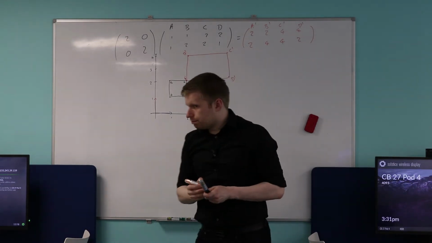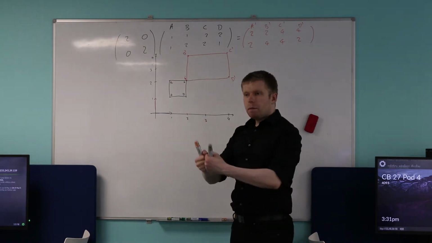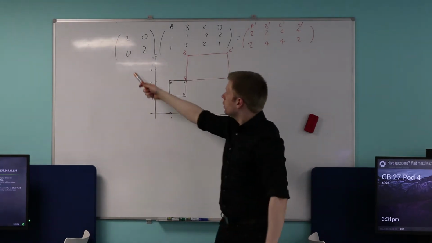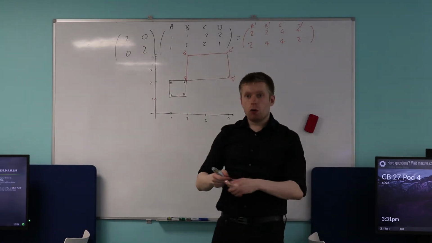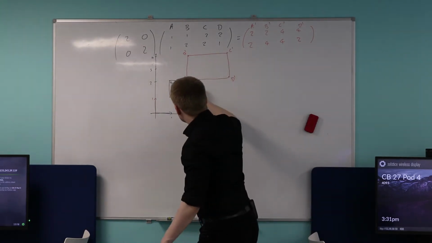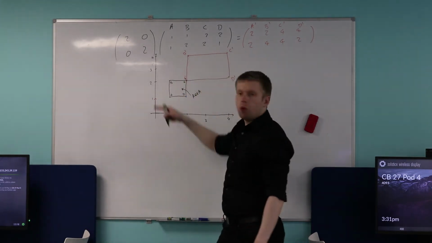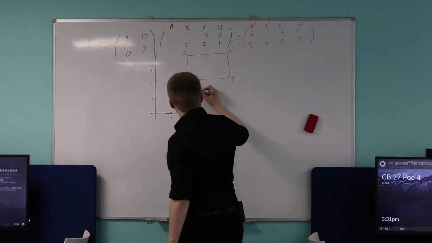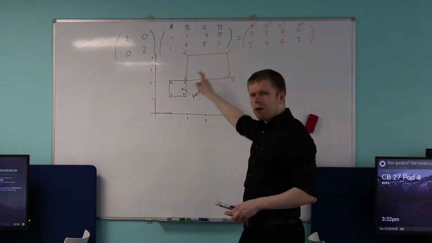Now here's my question. We've enlarged this shape by 2 in each direction. Are you happy with that? Okay. What was the area of my old shape? Good. Because each side was just 1 unit in length, the area must be equal to 1. Now here's my question. What's the area of this new shape?